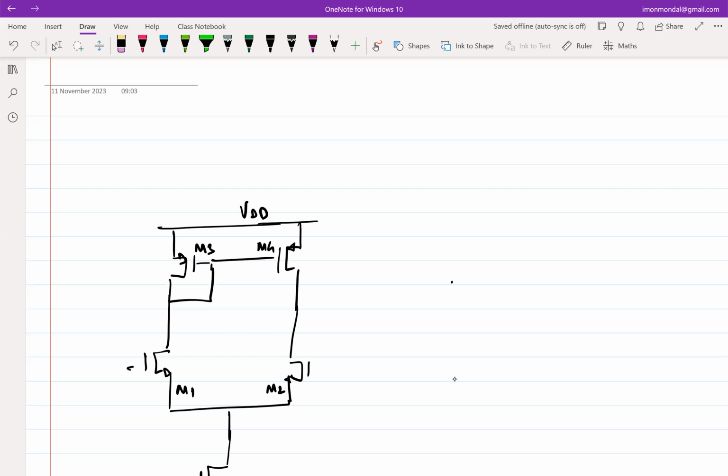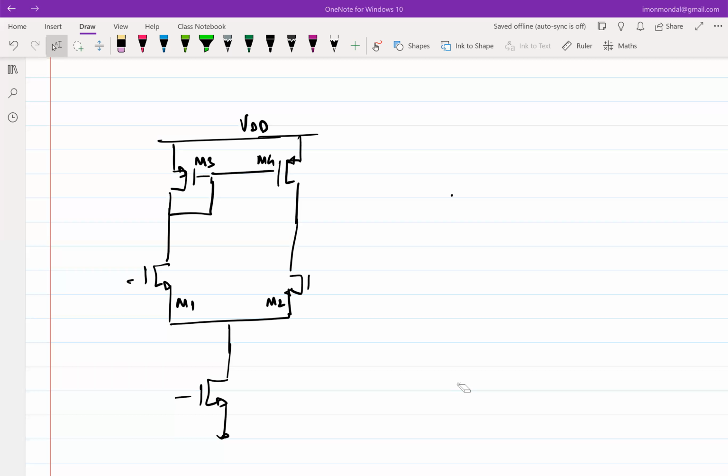So it got stuck. Yeah, your question is, I presume, who sets the biases for M1 and M2? Is that correct? Yeah. So let's put these current sources here first.